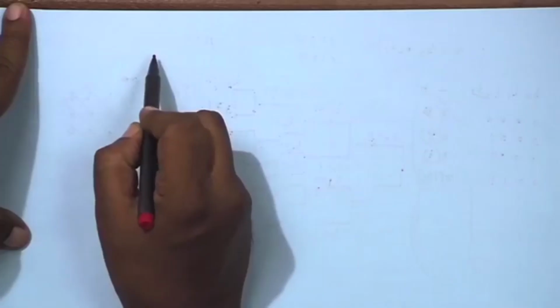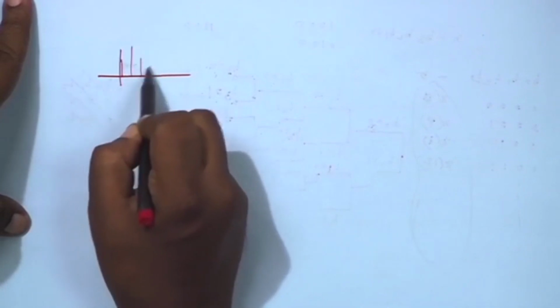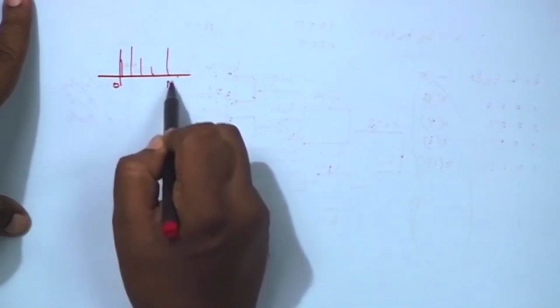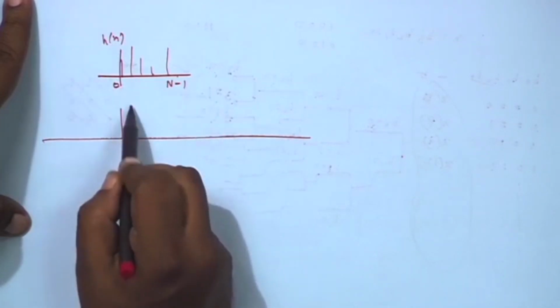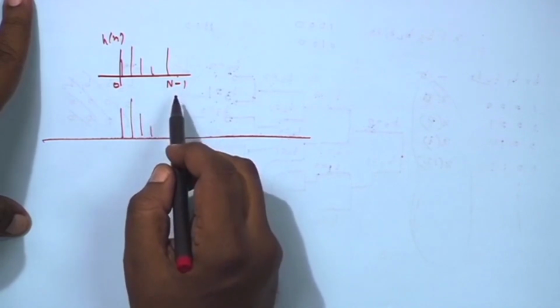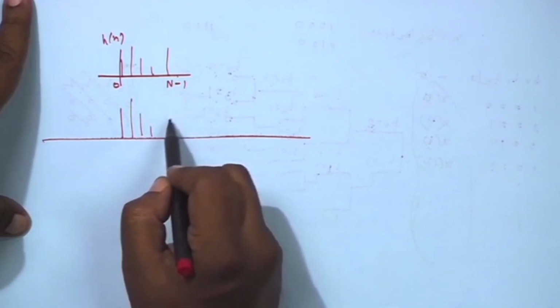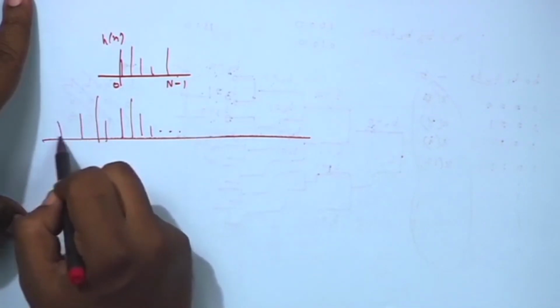I do not know whether I have time enough to do this. I will leave it as an exercise to you. Suppose they have got a filter. If I have a filter 0 to n minus 1, and you got an h n, you got a sequence, infinite long or very long sequence.